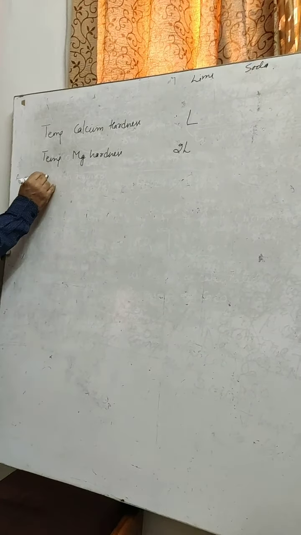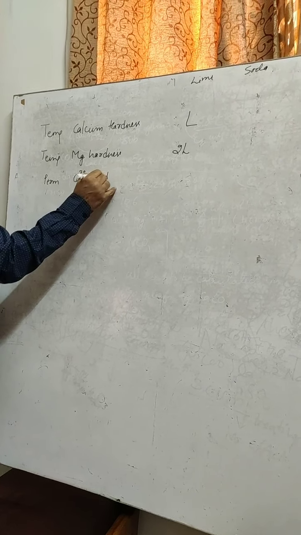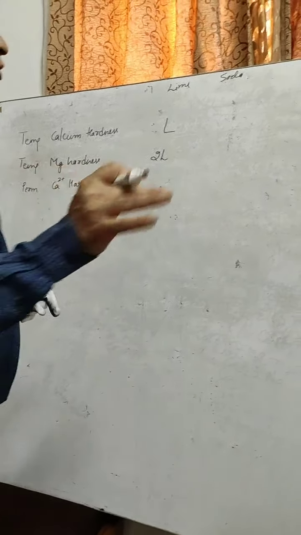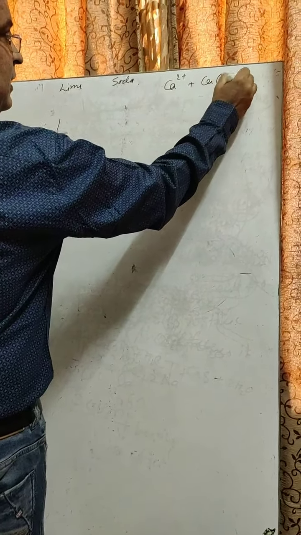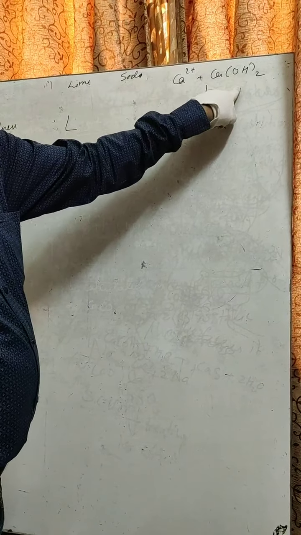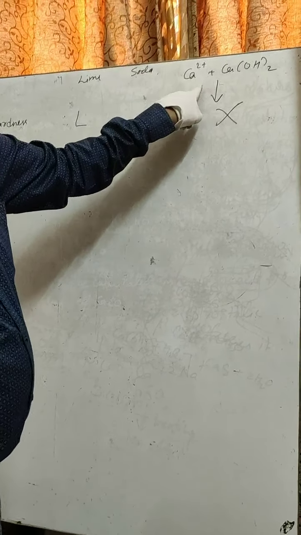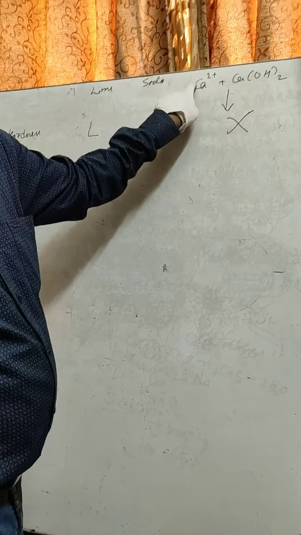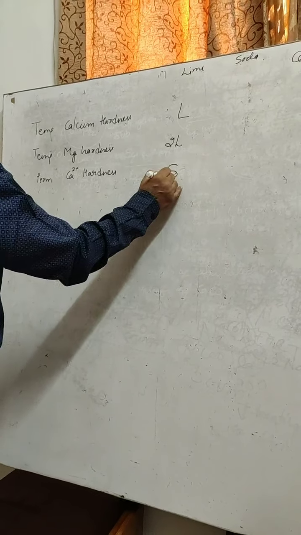If it is permanent calcium hardness, you don't try to do the question like this, that it will react with lime. No. In no way can calcium ion react with the calcium hydroxide. So the lime will not react with permanent calcium ion. It has to be removed with soda only. Calcium ion, whenever given, is treated as a permanent hardness causing substance, and so soda is used.